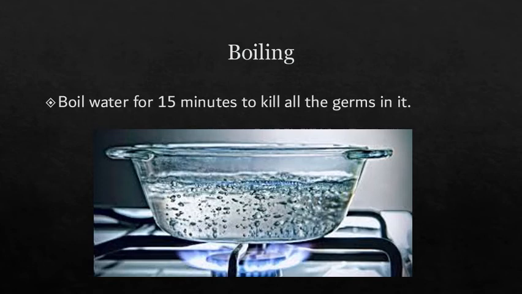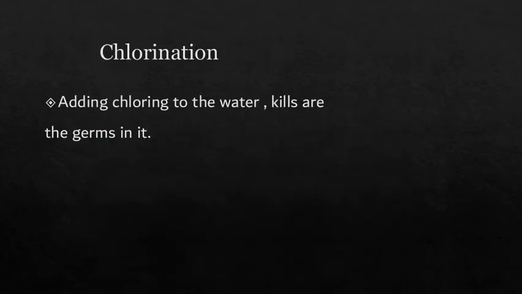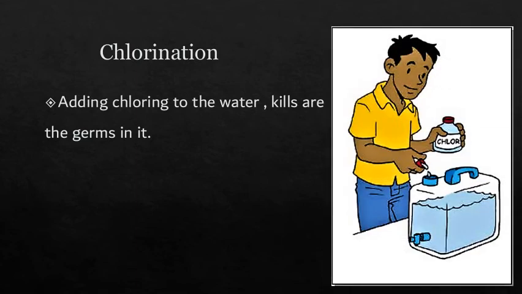This is one of the ways to clean the water. The first one was sedimentation, second was filtering, third one was boiling the water. The last one is chlorination. There is one chemical called chlorine. Chlorine has the special capacity to kill all the germs in the water. So when you add liquid chlorine to the water, it kills all the germs in the water.